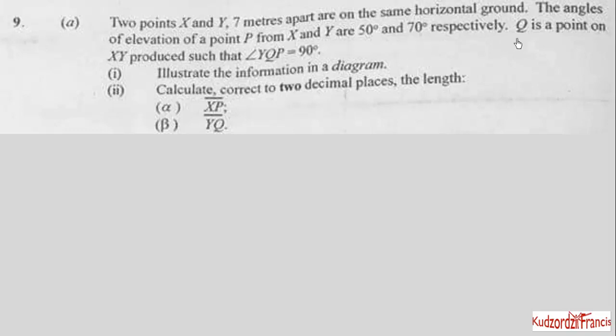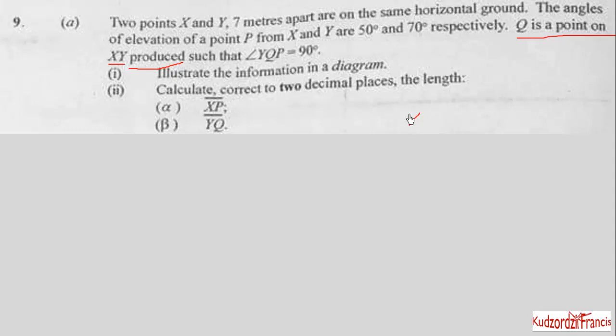So you need to be very careful because you were not told whether the point is on both sides or on the same side, but from the question you can distinguish which of them is given. So from the question we're told that Q is a point on XY, then the keyword is this: produced, so XY is produced, meaning that Q can never be between X and Y. Q is a point on XY produced.